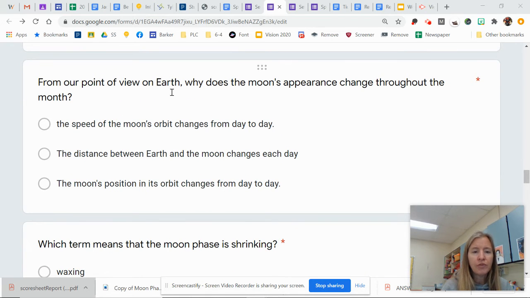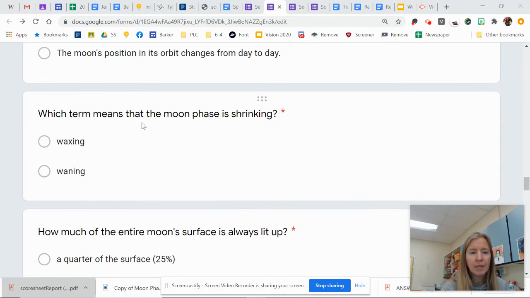From our point of view on Earth, why does the moon's appearance change throughout the month? So what is causing the moon to sometimes look like a crescent, a gibbous, a quarter? Why does that happen? Is it the speed of the moon's orbit changes from day to day? The distance between Earth and the moon changes each day, or the moon's position in its orbit changes from day to day?